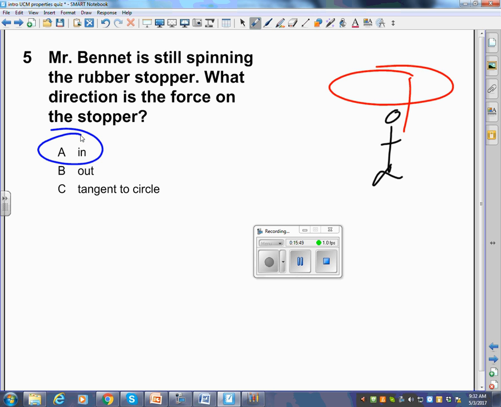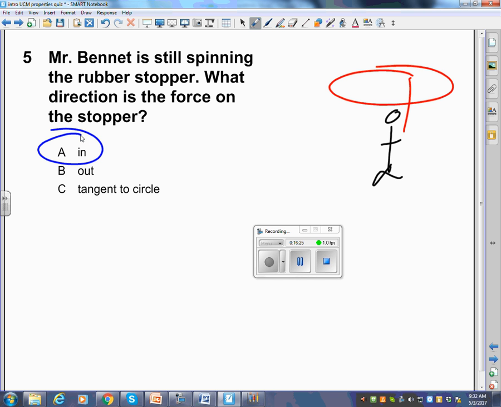Now let's think about this. With a string like so, you obviously can pull on it, right? So I can pull in towards the center of the circle. Can you push on a string? Every year I've done that, I've never been able to push on a string. You can't push on a string.